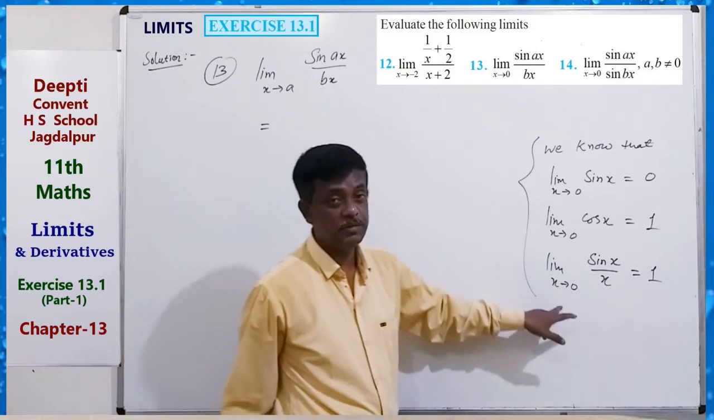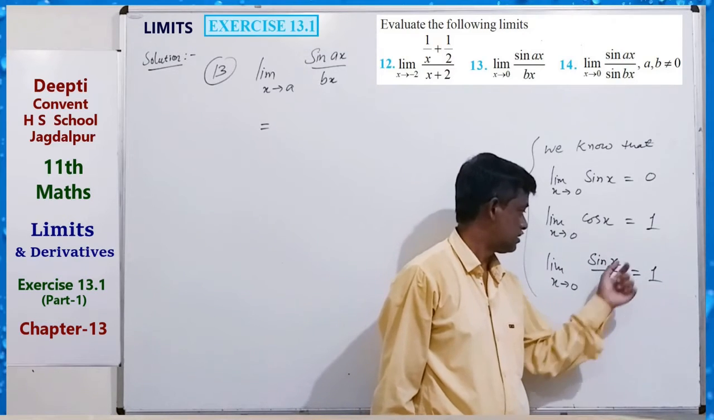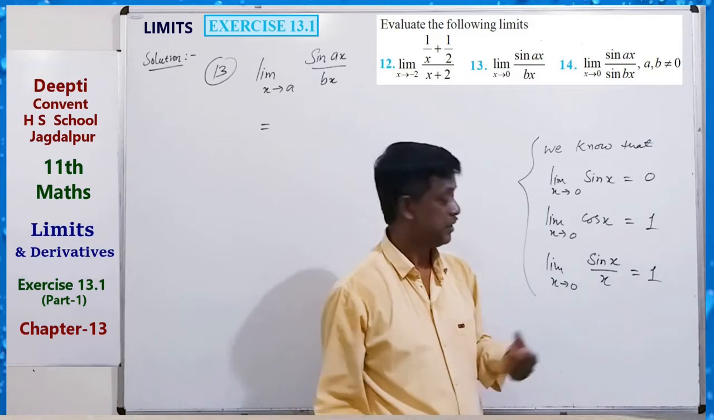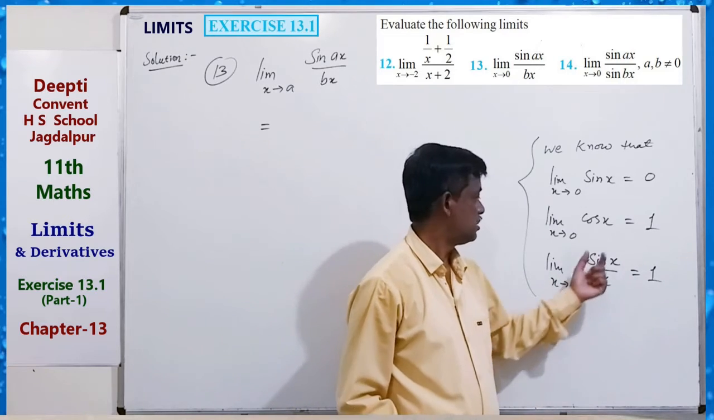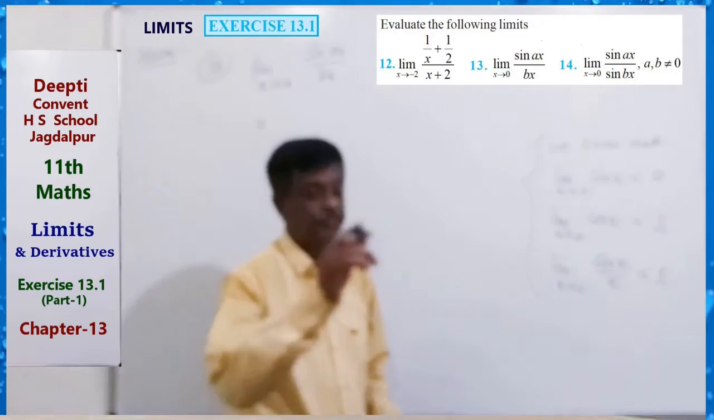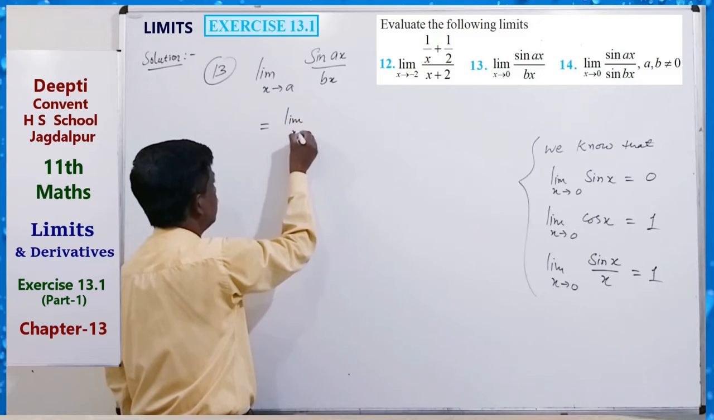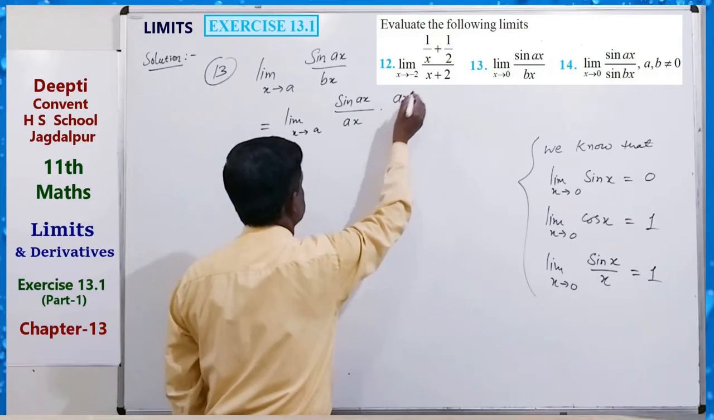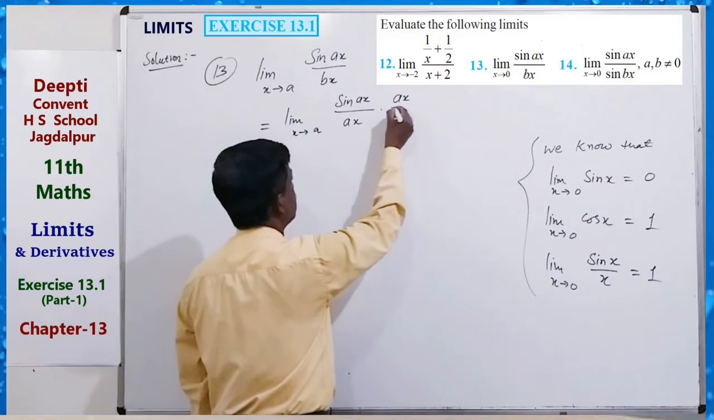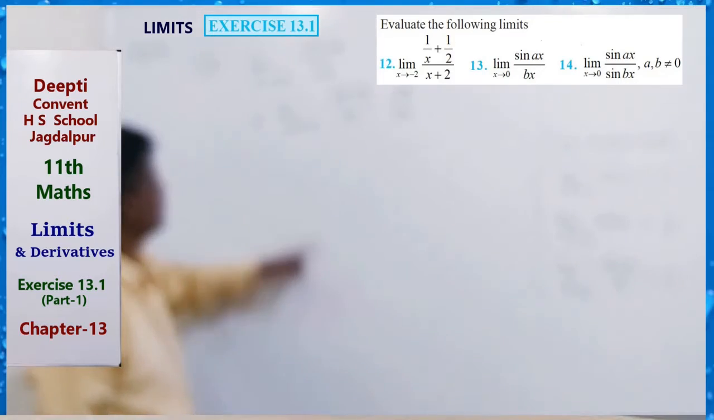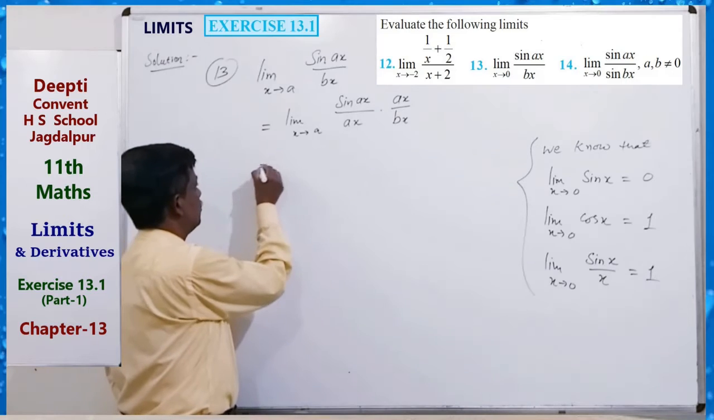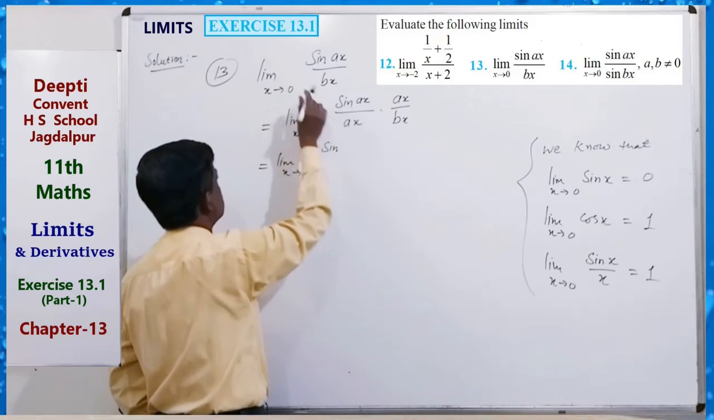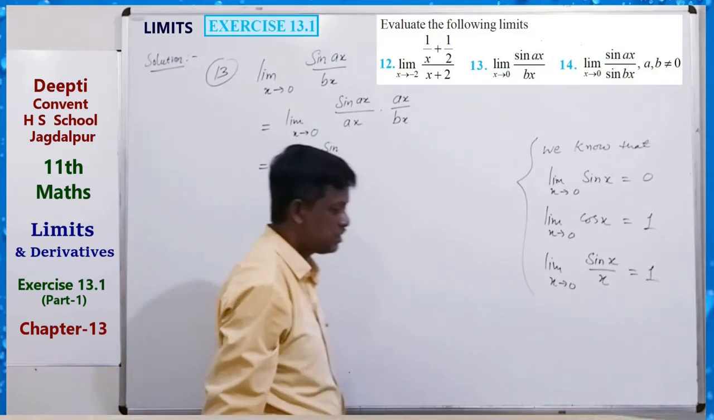For this limit, x tending to 0, so ax tending to 0 and bx tending to 0. Then you can write 1. Here you can combine like this: sin ax upon ax into ax. We multiply numerator and denominator by x upon bx. This is a multiplication. Now limit x tending to 0.